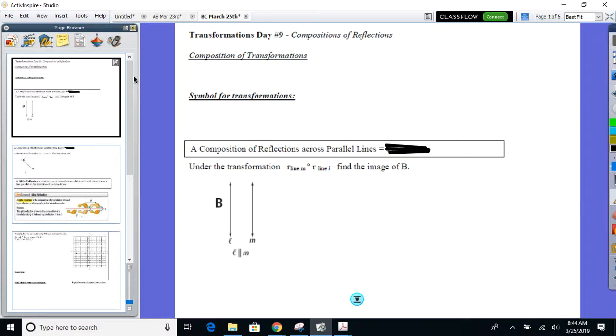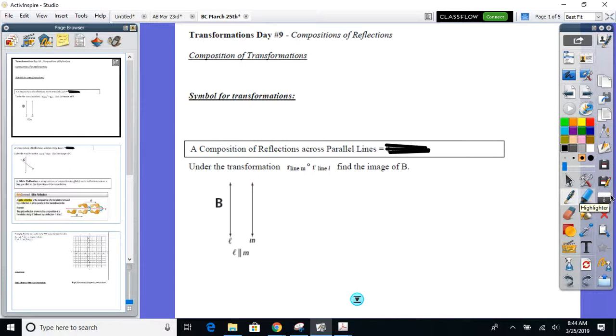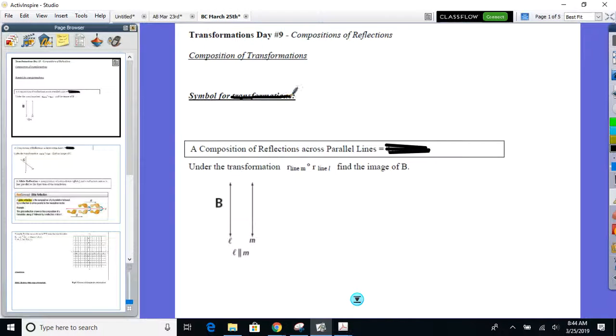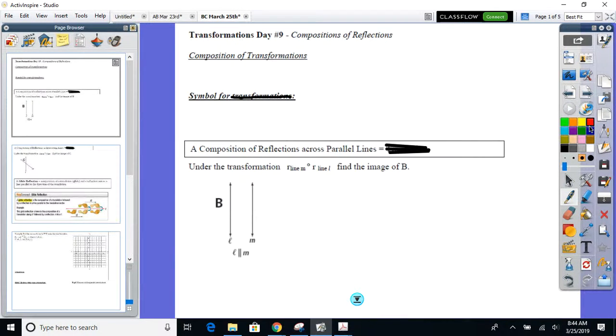You know how to reflect, you know how to translate, and you know how to rotate now. What if I can do 2 at a time? That's what I'm going to ask you to do today, 2 at a time. First thing, there's a little typo on your notes. It says composition symbol for transformations. Can you just cross that out and rewrite symbol for compositions?